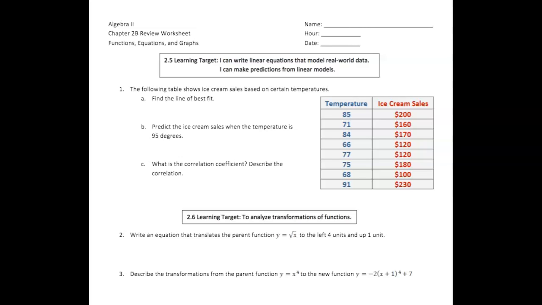Continuing our review for our Chapter 2 test. We are looking at sections 2.5 through 2.8 today. The first one says our learning target is to be able to write linear equations that model real-world data and make predictions from those.